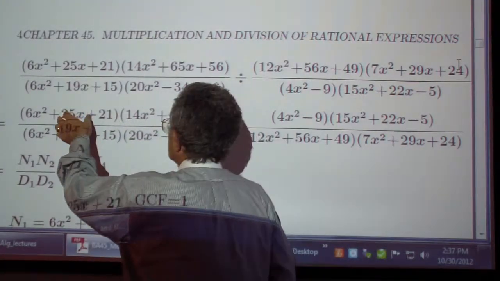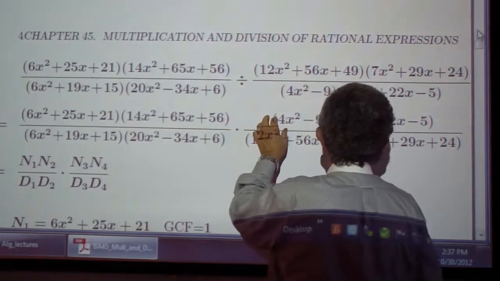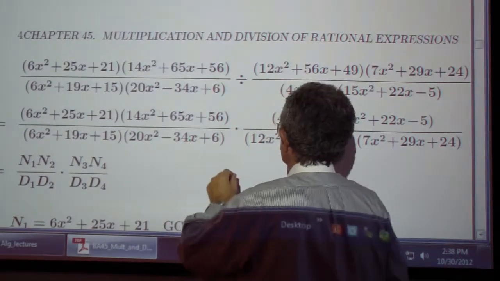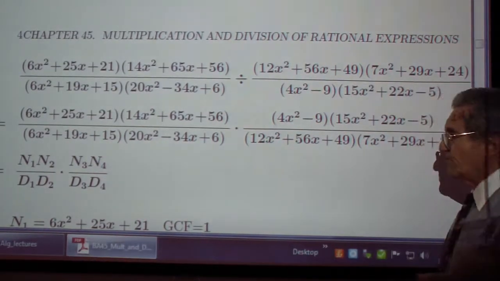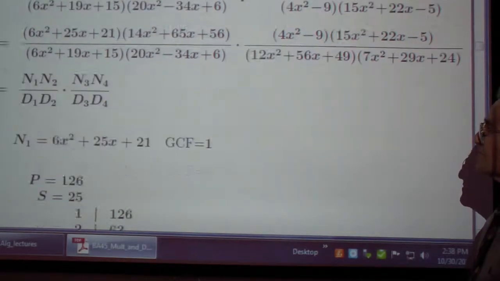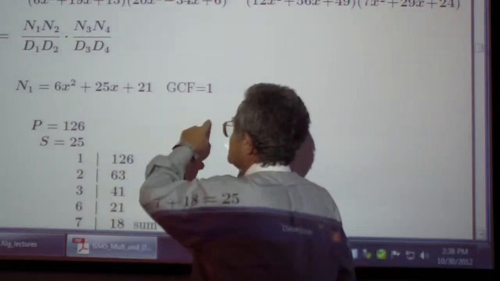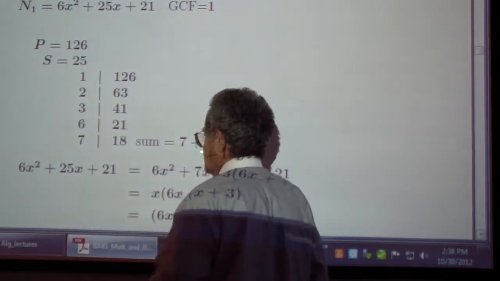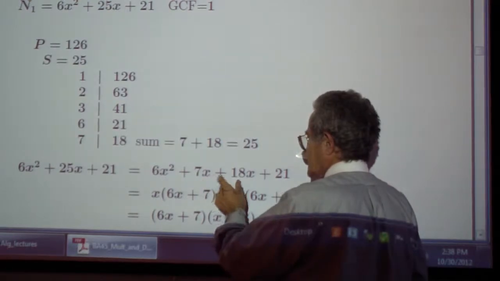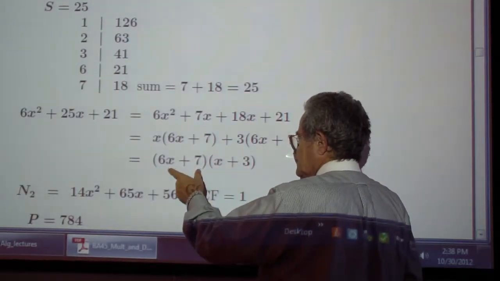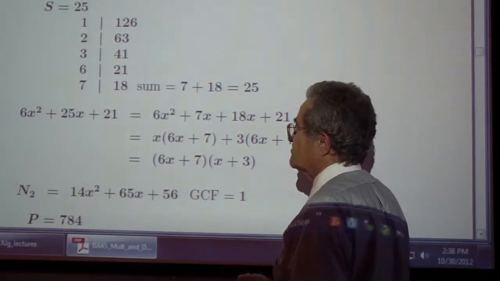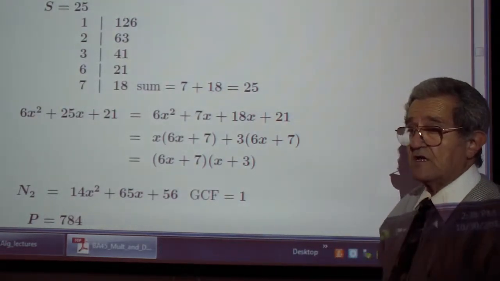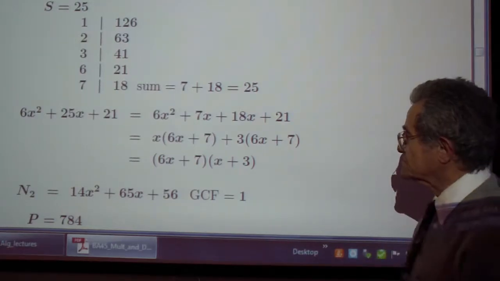Name these numerator 1, numerator 2, numerator 3, numerator 4. Denominator 1, denominator 2, denominator 3, denominator 4. And start factoring. Numerator 1, greatest common factor 1. Product sum. The magic numbers are 7 and 18. Factor, you get 6x plus 7 times x plus 3. Now, this went pretty fast. You go ahead, you stop the tape, and you do what you have to do.